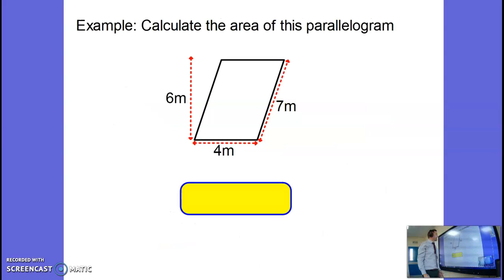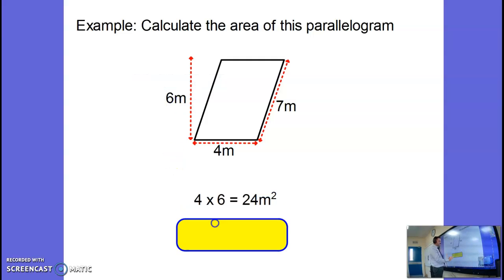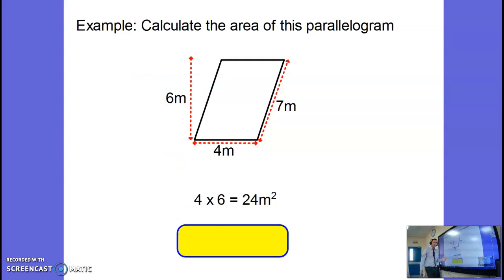Okay, let's look at an example, another example. So here we have some lengths. Maybe pause the video, have a try of this one, and see what you get. And here is the answer. The perpendicular lengths is the 4 and the 6. So we are going to do 4 multiplied by 6, 24 meters squared. That slanty length 7, not useful for the area. It is useful for perimeter, but we're just looking at area. So 4 times 6, 24, that's it.